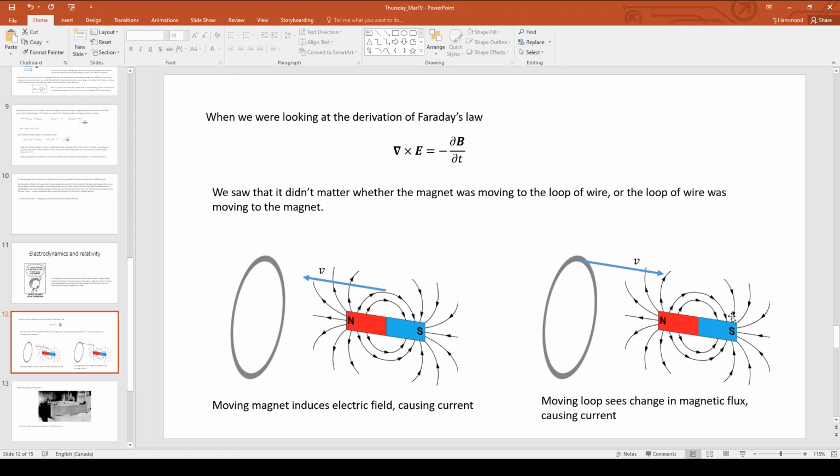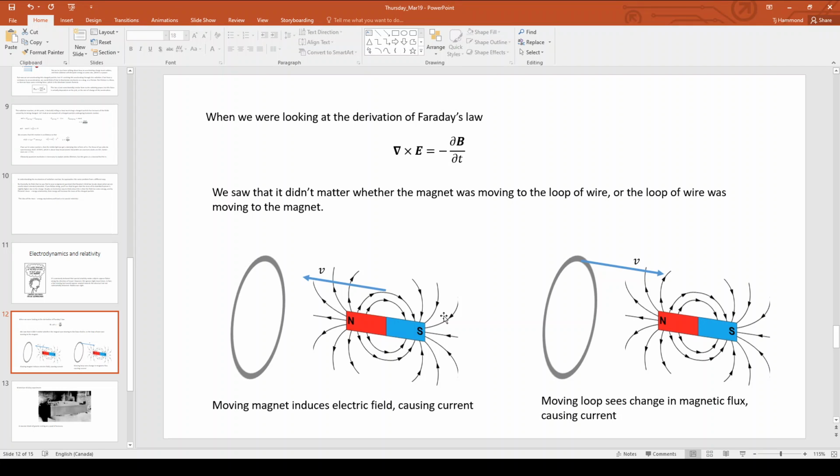or he could have this magnet stationary and then move this ring over the magnet. So in the second case, the moving loop sees a change in the magnetic flux, and the change in the magnetic flux causes the current, whereas in this first case, the moving magnet induces an electric field, and that causes the current. But the EMF, the electromotive force, or the potential, is actually the same value either way. It's just related to the rate of change of this magnetic flux.